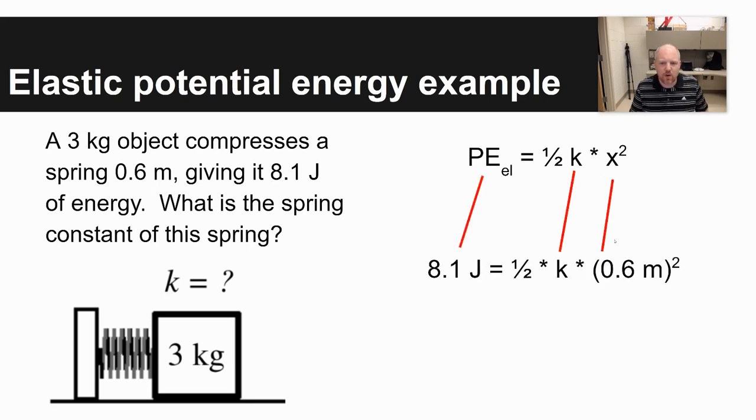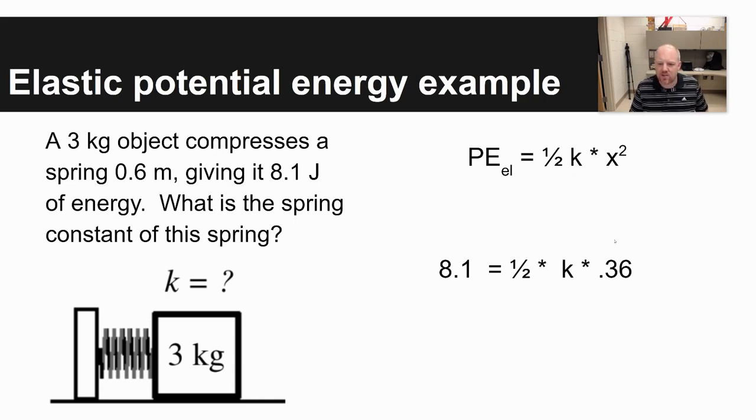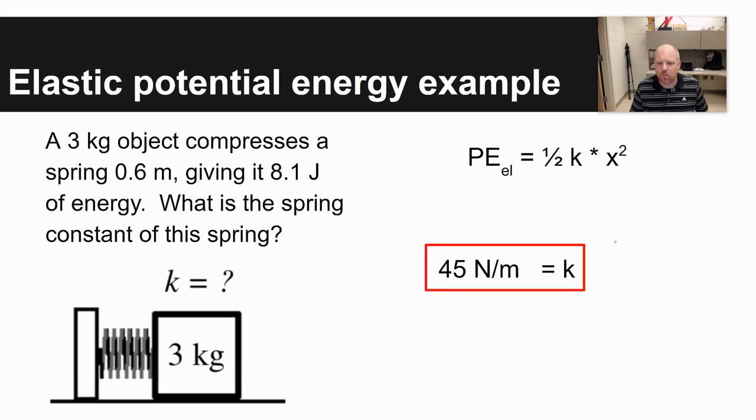In this example, we are given our elastic potential energy of 8.1 joules. You are given the distance that it is stretched, and you're asked to solve for the spring constant K. So when we rearrange this equation and plug in the values that we know, what we come up with is a spring constant that is 45 newtons per meter. That's the unit for spring constant. Newtons divided by meters is the unit for our K value.